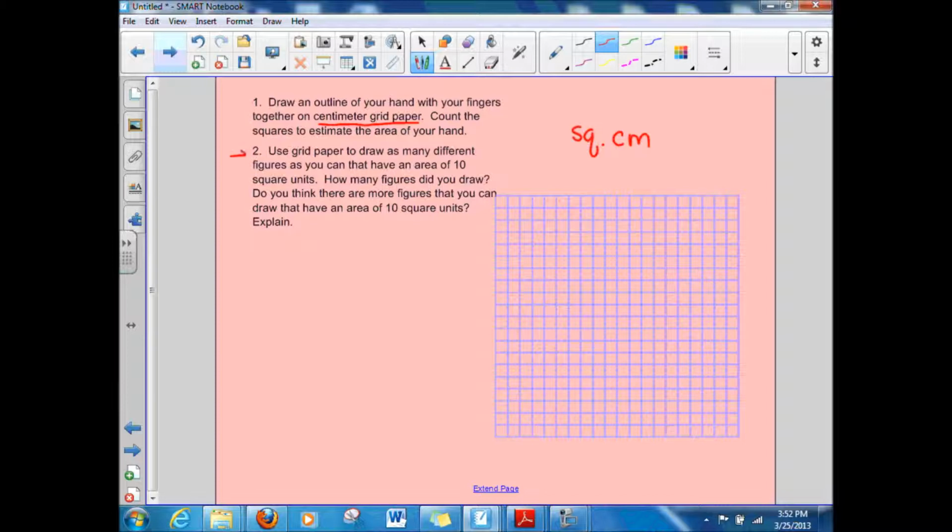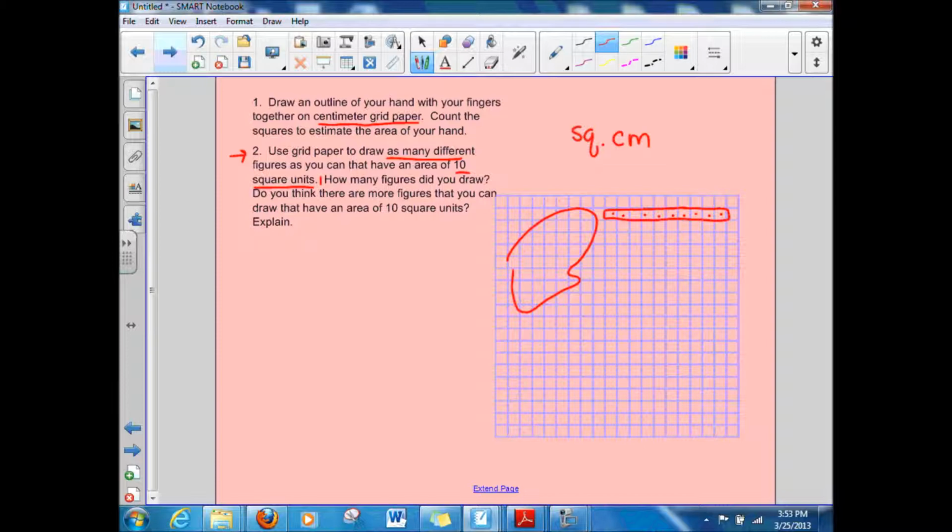And then number 2, use the grid paper to draw as many different figures as you can that have an area of 10 square units. Well, my hand is going to be on part of this paper, and then the rest of it I can use for as many square units. Let's see, 10. 1, 2, 3, 4, 5, 6, 7, 8, 9, 10. I have to draw a figure with 10 square units, and it says as many different figures as you can.